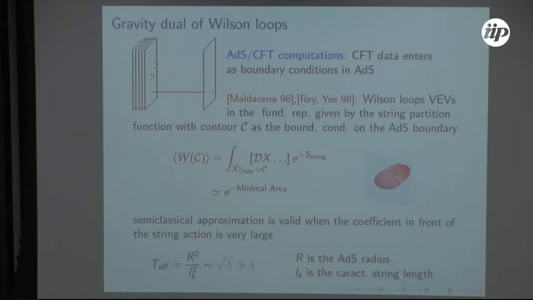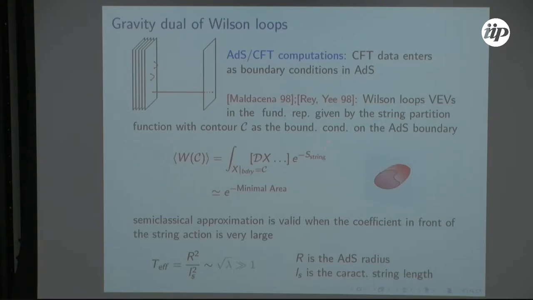But what we do in general is, okay, let's start with the simpler situation where we can say something, and this is the case of a semi-classical approximation. If you're in a regime in which the coefficient in front of the string action is very large, you can saddle point approximate this path integral, and this is roughly, to leading order, the exponential of minus the minimum of this action. But the minimum of the action for the string computes the area of the worldsheet. So at the end of the day, you have to find the minimal area ending on the contour. But for this semi-classical approximation to be valid, what you need is, as I said, the coefficient in front of the string action to be very large.